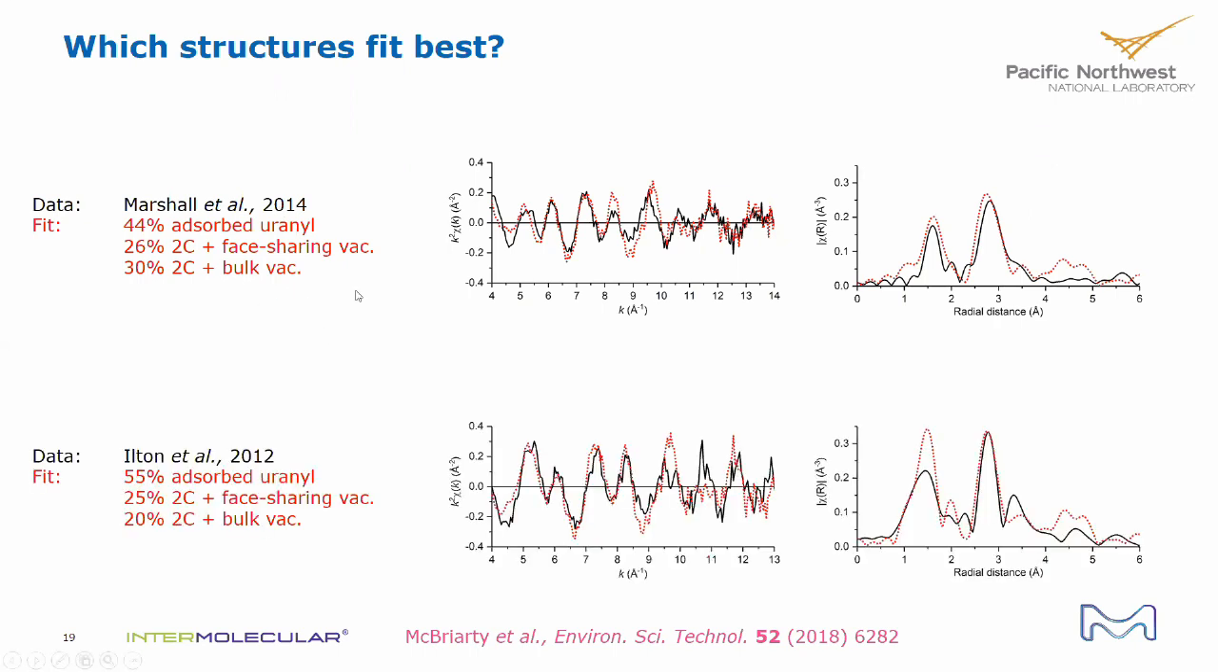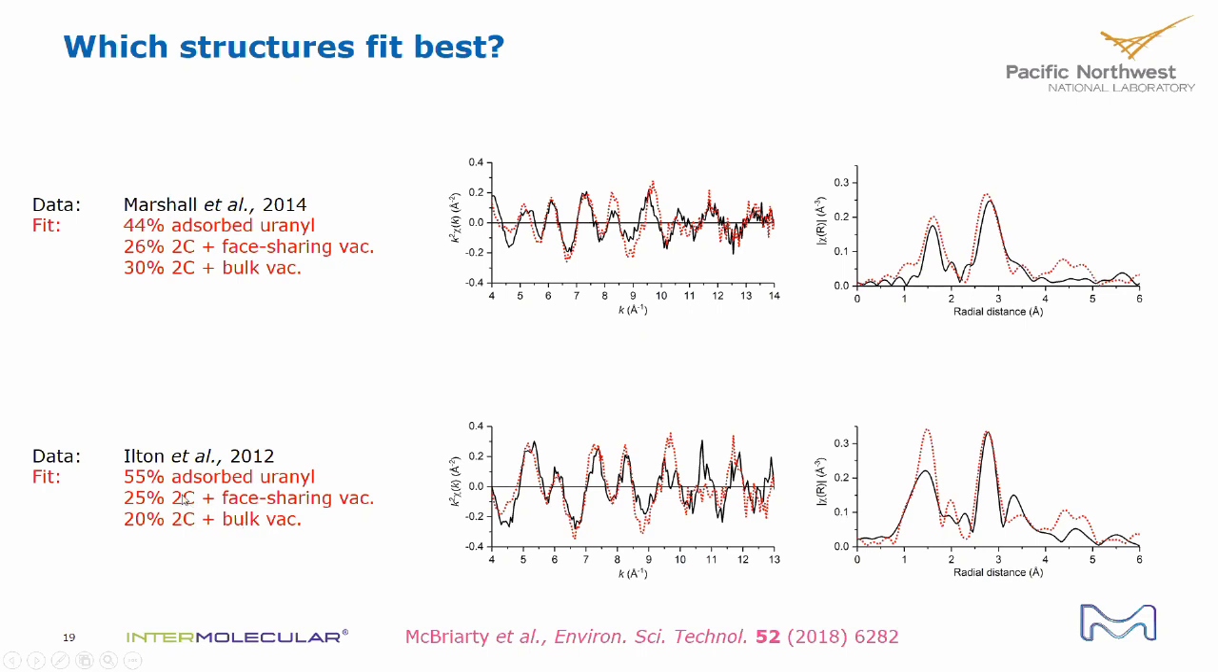in the hematite structure. Similarly, with the Ilton et al. data, we got similar results. Also, our best fit here had a combination of 2C vacancies plus a phase sharing vacancy, as well as 2C vacancies plus some nearby bulk vacancy.